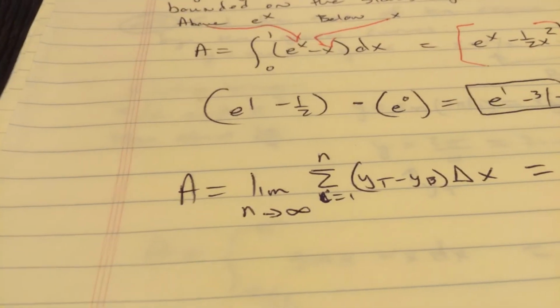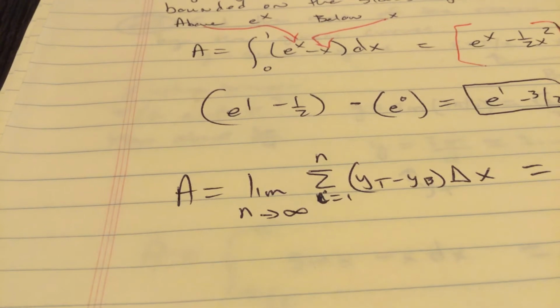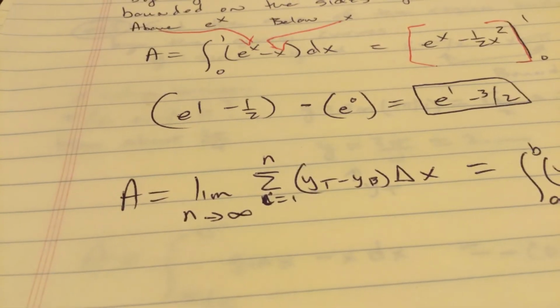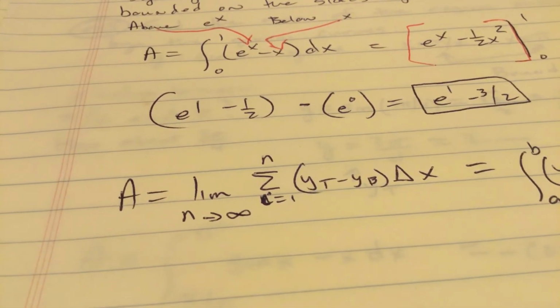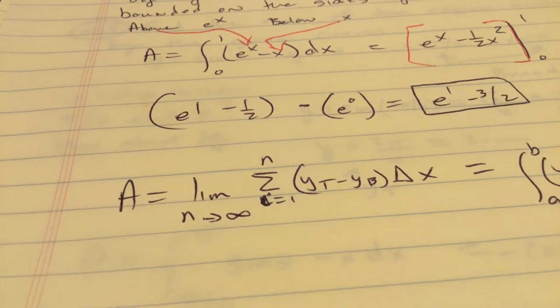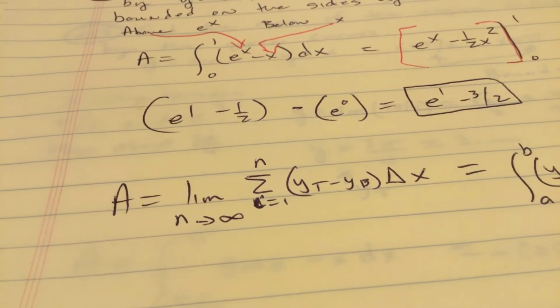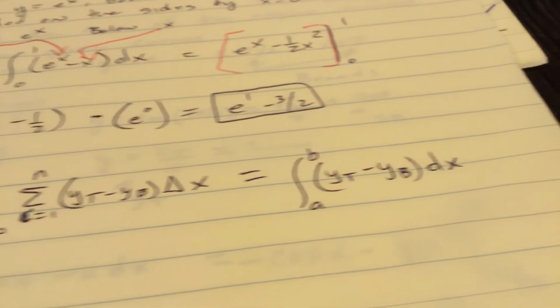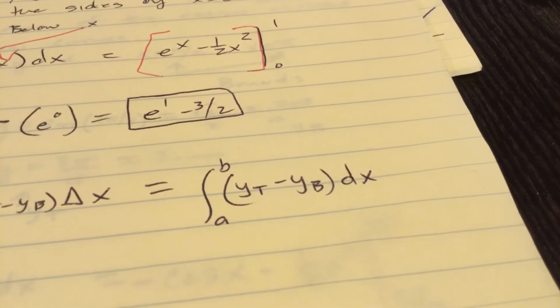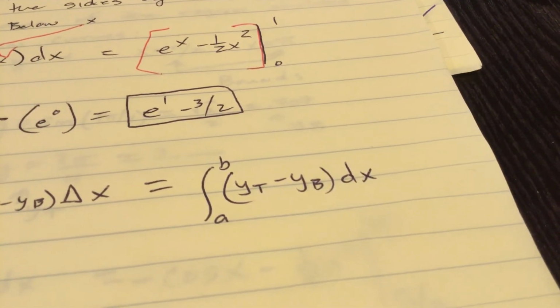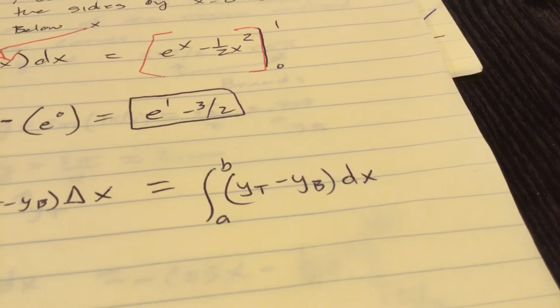We're going to use this for a while. Area is the limit as n goes to infinity of the sum from i equals 1 to n of y top minus y bottom times delta x. Same thing as this: the integral from a to b of y top minus y bottom dx.